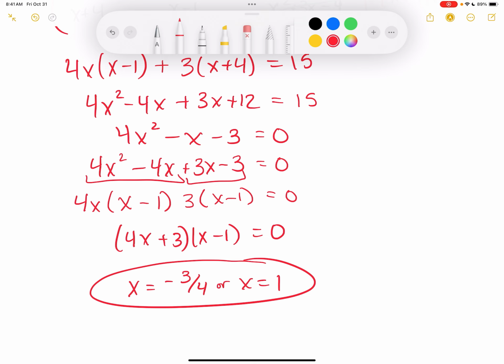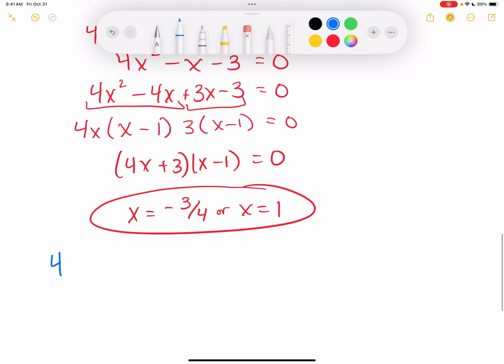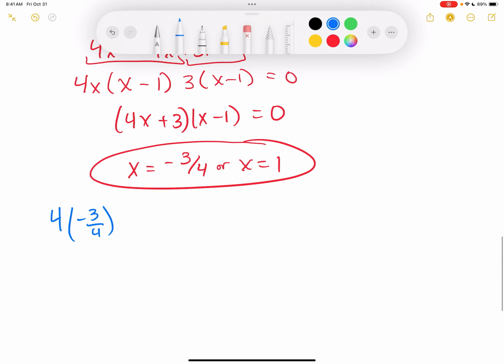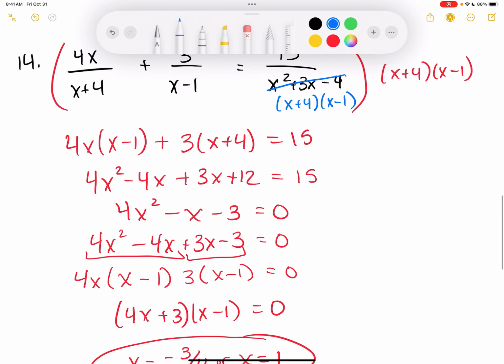All right, checking these now. I've got 4 times negative 3/4 over, if you want to think about it as negative 0.75 instead, you can do that.